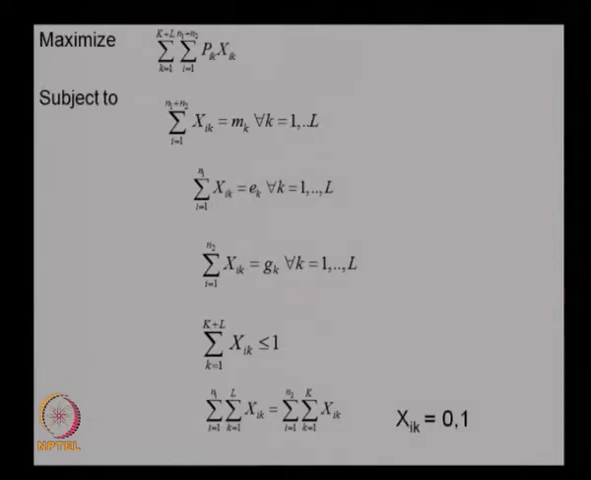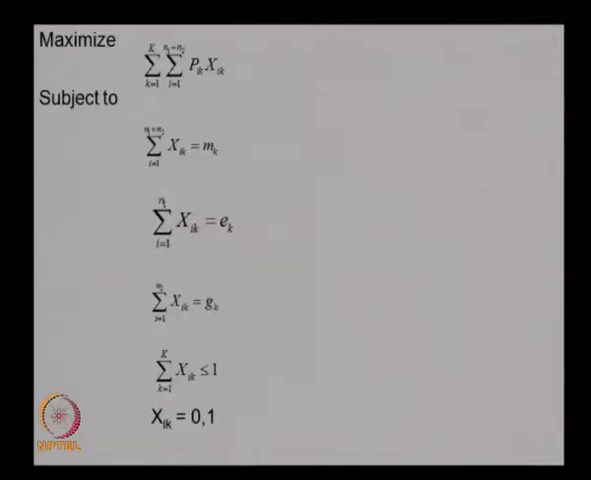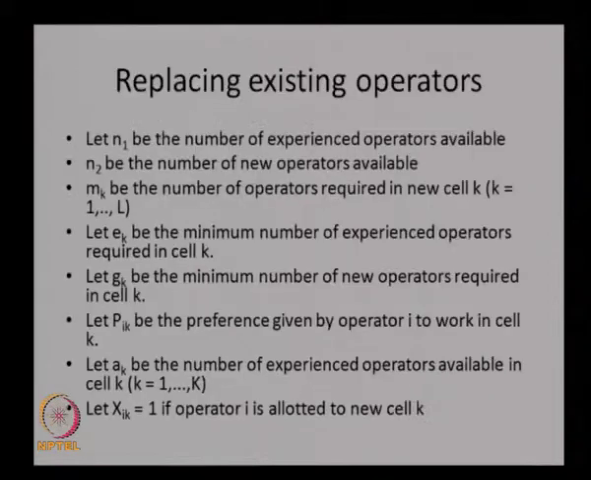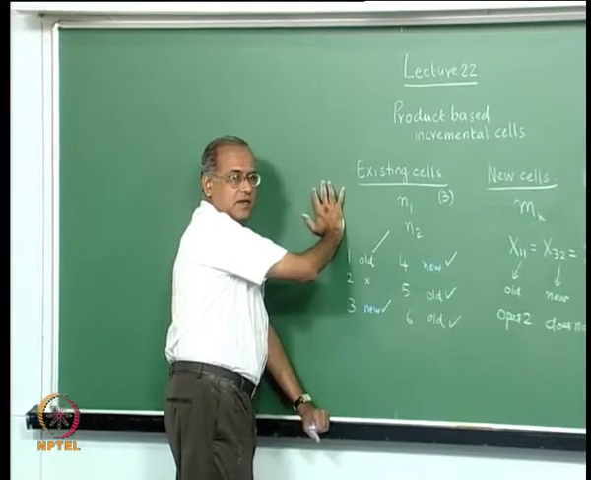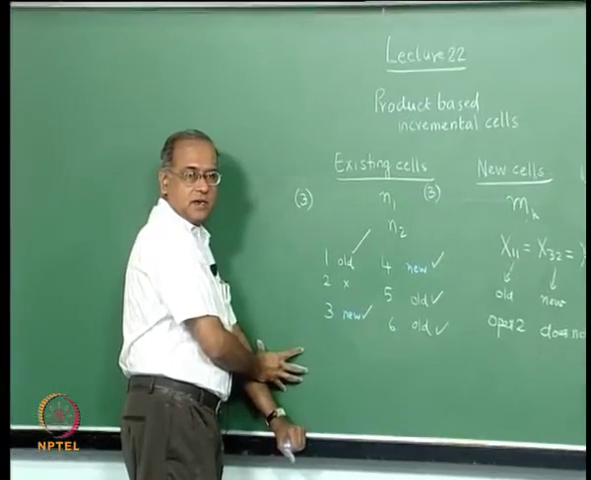This formulation is very similar to the earlier formulation, except for one constraint, which is the last constraint. The summation here is equal to the summation here, whereas if we go back to the earlier formulation, we did not have that constraint. So, this last constraint will ensure that we have three experienced people here, and three new operators who are coming in.